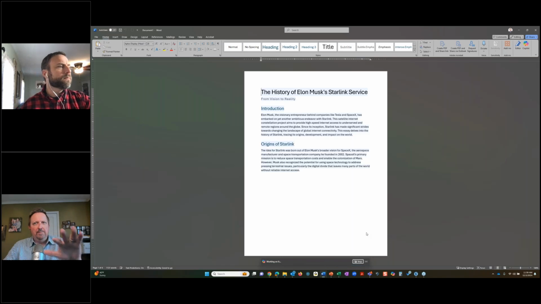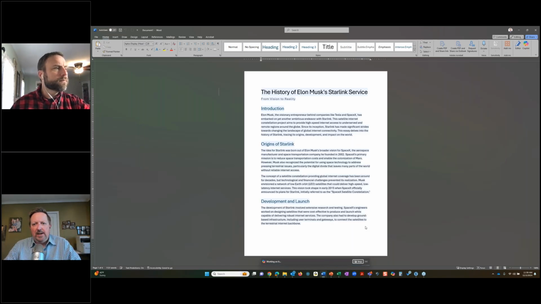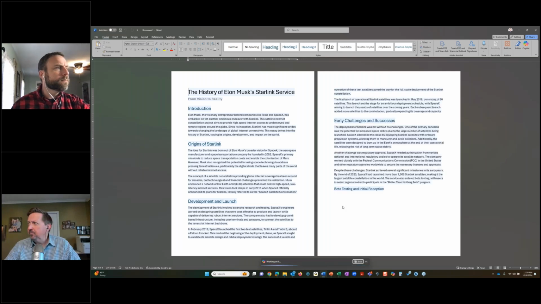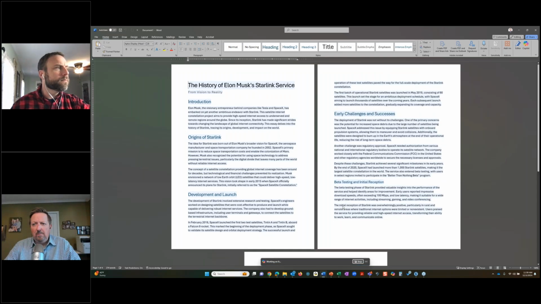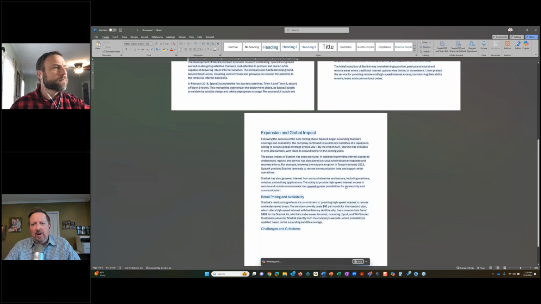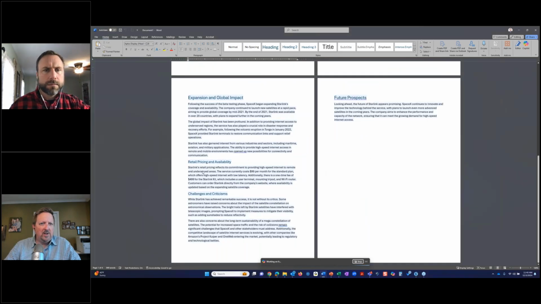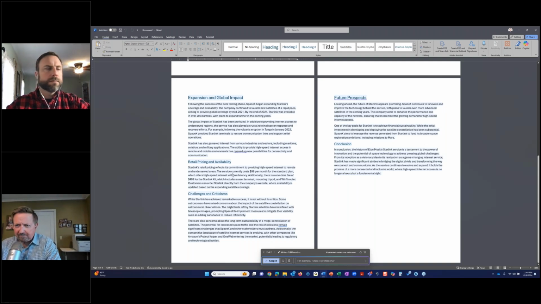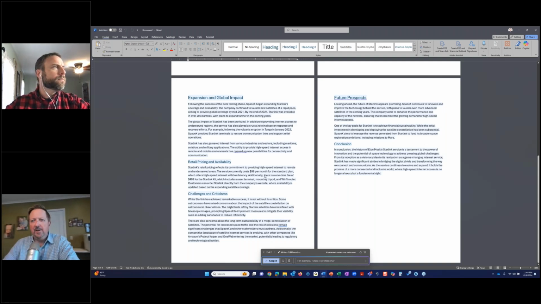Okay, so it's reproducing the essay. And then what we see here is now there's a paragraph added saying Starlink's retail pricing reflects its commitment to providing high-speed internet to remote underserved areas. This service currently costs $99 a month, and you can get a starter kit for $4.99 and get started.